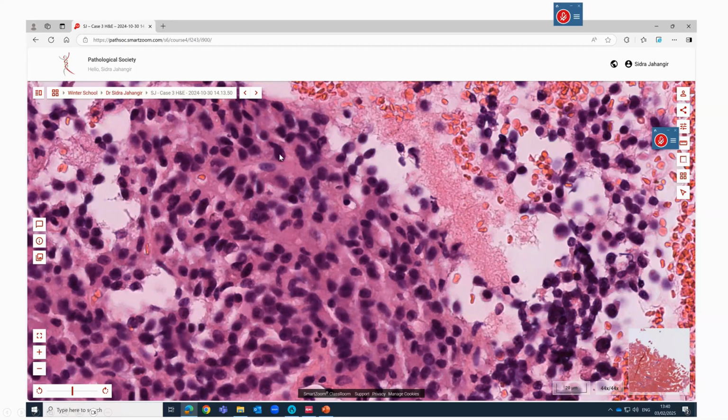You don't see open nuclei. You can't appreciate vesicular looking nuclei, which we usually see in ductal adenocarcinoma. So here the nuclei are clumped with salt and pepper chromatin. Cytoplasm is scant. Again, monotonous, round to oval. So neuroendocrine tumor is top on the differential.